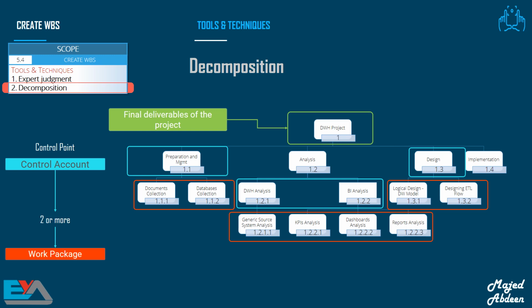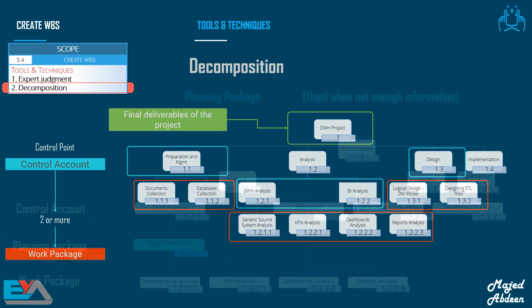It's important to know that each work package is part of a control account. A control account is a management control point where scope, budget, and schedule are integrated. Another name for control account is control point, sometimes referred to as a phase review, phase gate, control gate. I hope you remember that I explained the control account during the project phase. A control account is the level above the work packages, and it has two or more work packages, though each work package is associated with a single control account.